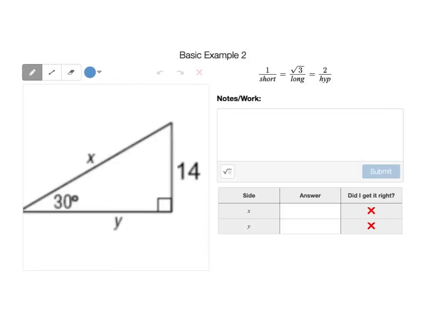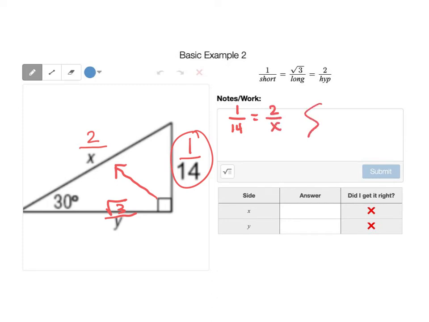Okay, we're going to look at a couple more here. So again, hypotenuse gets the 2. Root 3 goes next to the 30, and then the short side gets a 1. So I definitely want to use 1 over 14. I'll do 1 over 14 to find x, and 1 over 14 to help me find y.